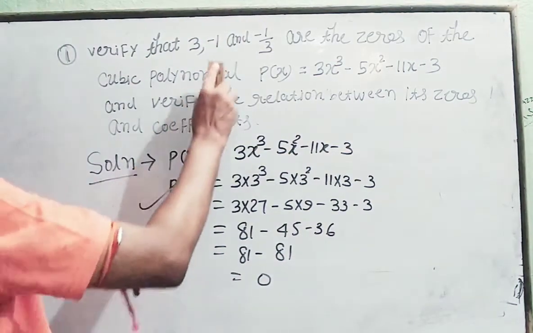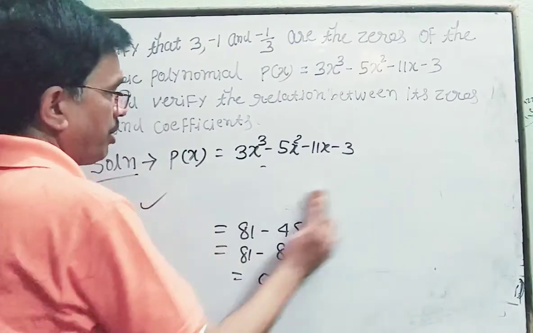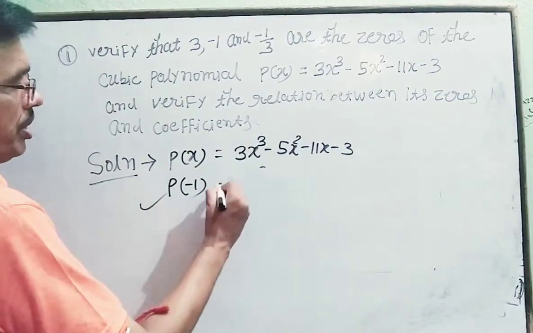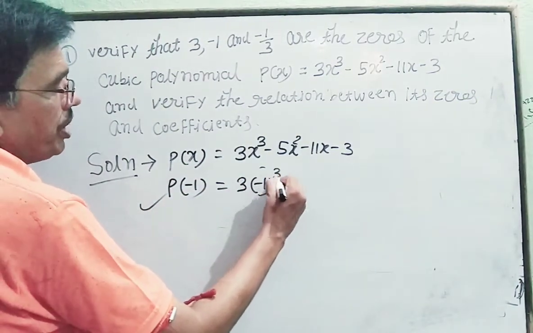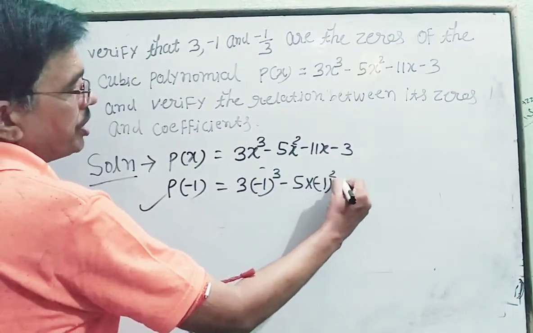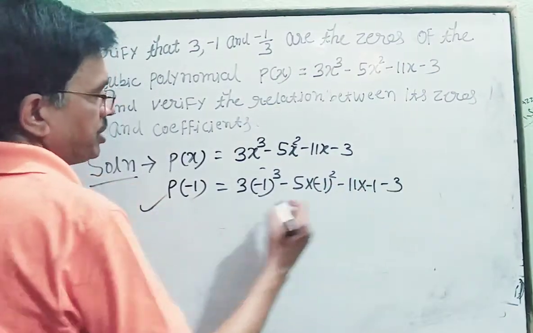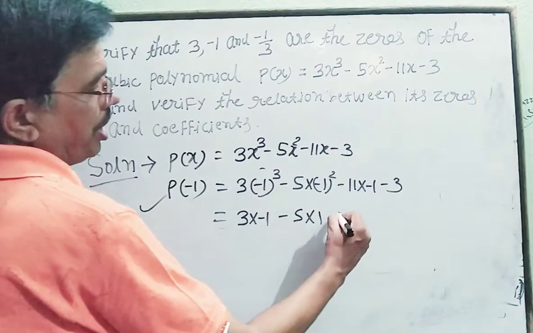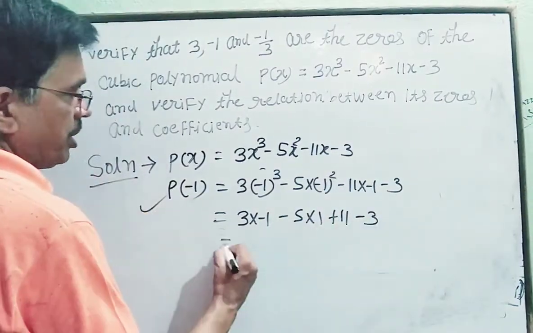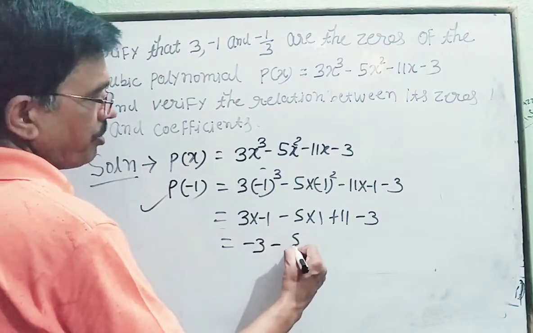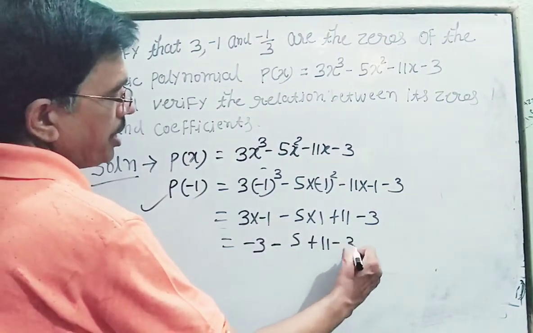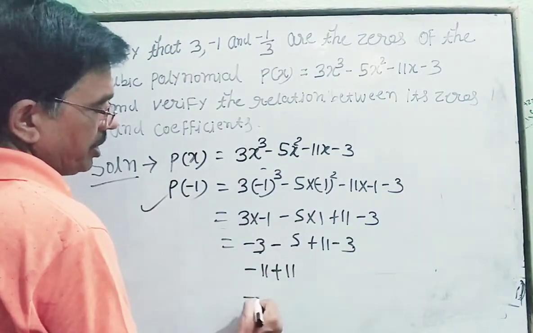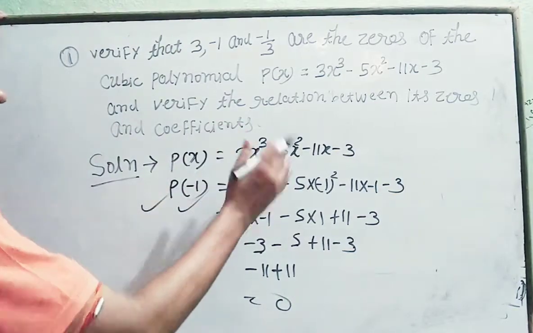Similarly, now the next zero is minus 1. So in place of x, you write minus 1. So now p(minus 1): you write 3 into minus 1 cube minus 5 into minus 1 square minus 11 into minus 1 minus 3. Then it is 3 into minus 1, and minus 5 into 1, and plus 11, and minus 3. Then it is minus 3, minus 5, plus 11 and minus 3. Then minus 3 minus 5 minus 3 is minus 11 and it is plus 11. Then it is equal to 0, so minus 1 is a zero of the polynomial.